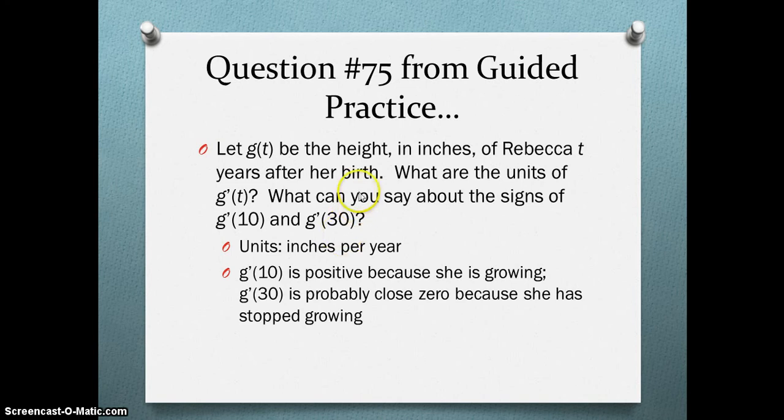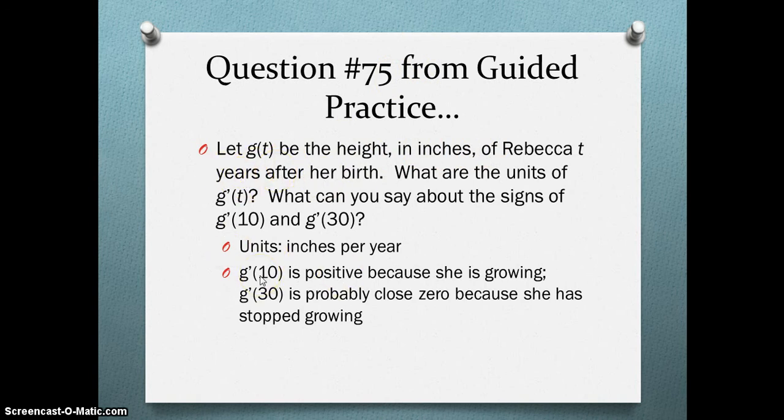Well, the derivative has everything to do with cats because the derivative involves per, just like a cat's purr. So the units of the derivative will be the units of our dependent variable over the units of our independent variable. In this case, our dependent variable is the height of Rebecca, and our independent variable is the number of years after her birth. So the derivative will be measured in inches for our dependent variable per year, which is our independent variable.